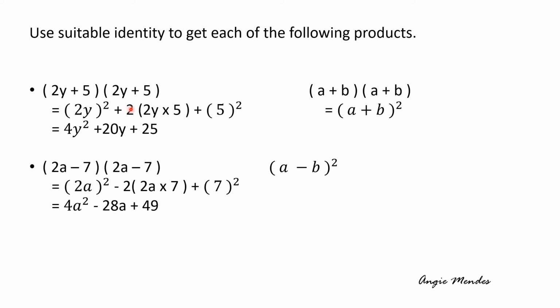Now in the previous examples, it was mentioned to use the identity and then solve. Now what if you are not given an identity to refer to and you are asked to solve? Then you should know which identity is being used here. This is a plus b, a plus b. So we have a plus b the whole square. So we can use that identity and then solve it.